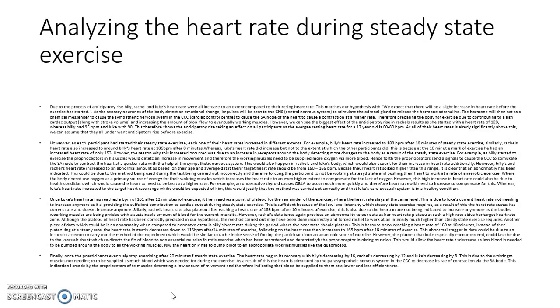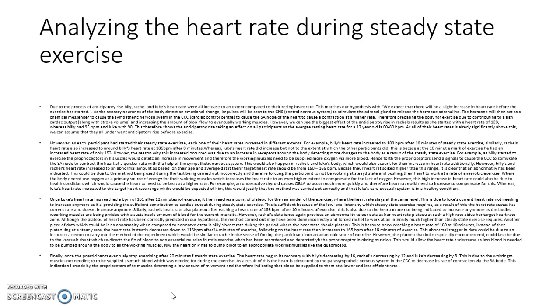This would also happen via the vascular shunt. This would also happen in Rachel and Luke's body, which would also account for their increase in heart rate. However, Billy's and Rachel's heart rate increase to an abnormal amount, based on their age and average data. Their target heart rate should be from 150 to 165 BPM. Because the heart rate was increased higher than this range, it is clear that an abnormality has been indicated.